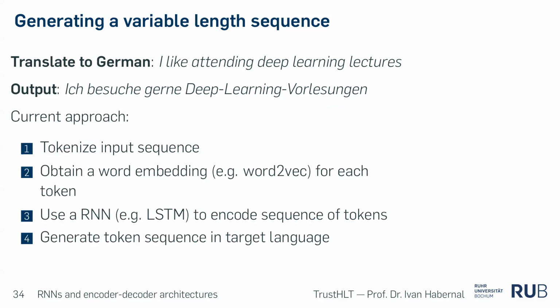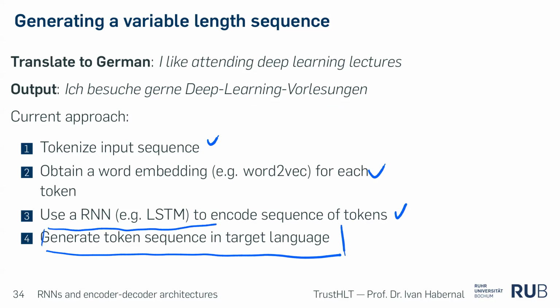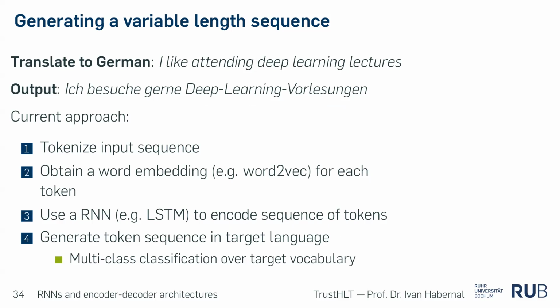So what we can do is tokenize the input, take the word embeddings for each word, and use, for example, an LSTM to encode the sequence of tokens. And then we need to generate a token sequence in the target language. So the generation is kind of tricky now. How can we do this? We can do multi-class classification over the target vocabulary. For each token output, we predict a probability distribution over the vocabulary. And then, as in language model generation, we take the word with maximum probability, or maybe draw the word from the probability distribution. There are different ways to take the word out of this.